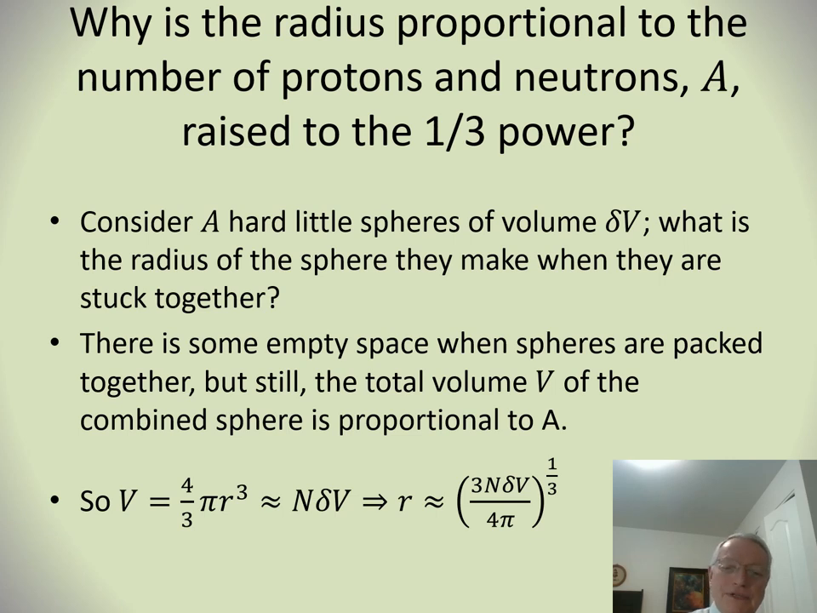And then I apologize. In the formulas down below, I have a capital N. That capital N should be an A. And when I post these slides, I'll fix that. So the volume, which is 4/3 pi r cubed, ought to be something like the number of protons and neutrons times the little delta V that each one has. And then if you solve that for R, you get a bunch of constants and a number of particles N or A raised to the 1/3 power.